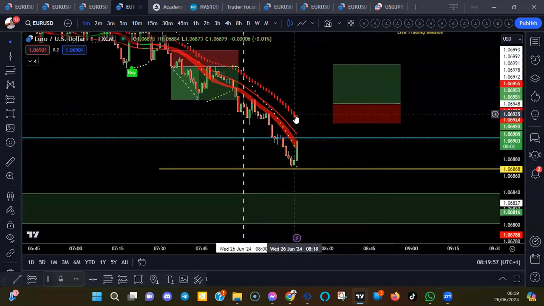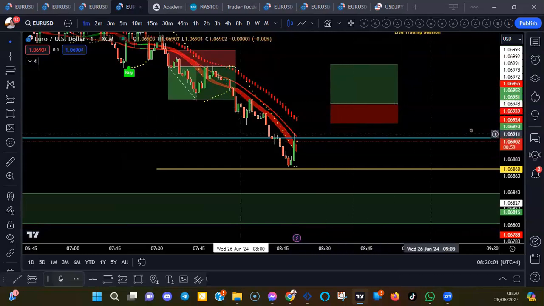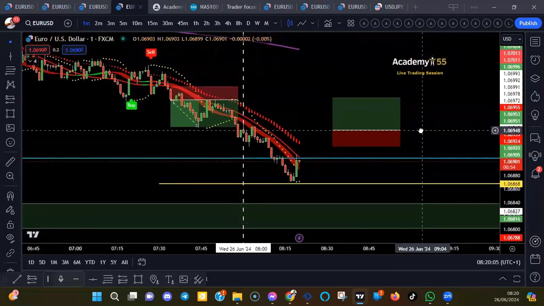But we have to wait for the wave to be below the price before we can act on it with our Academy 55 strategy and indicators.